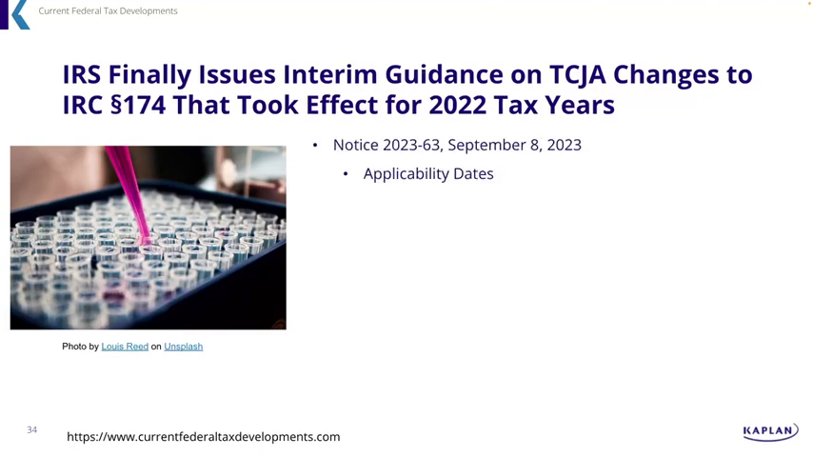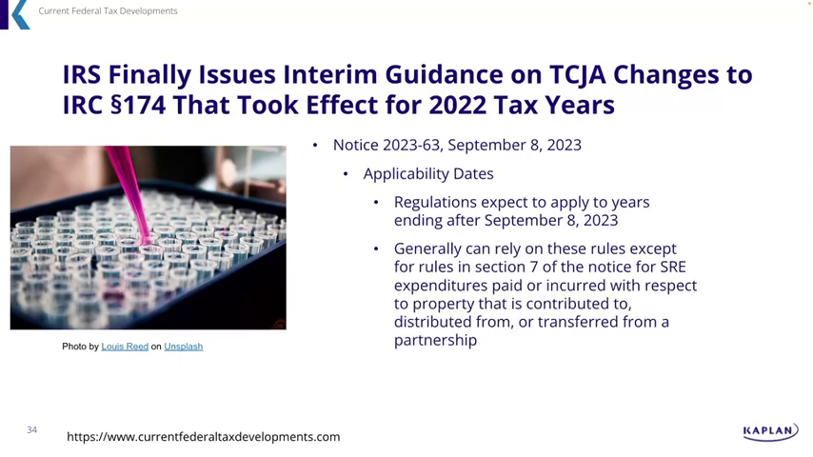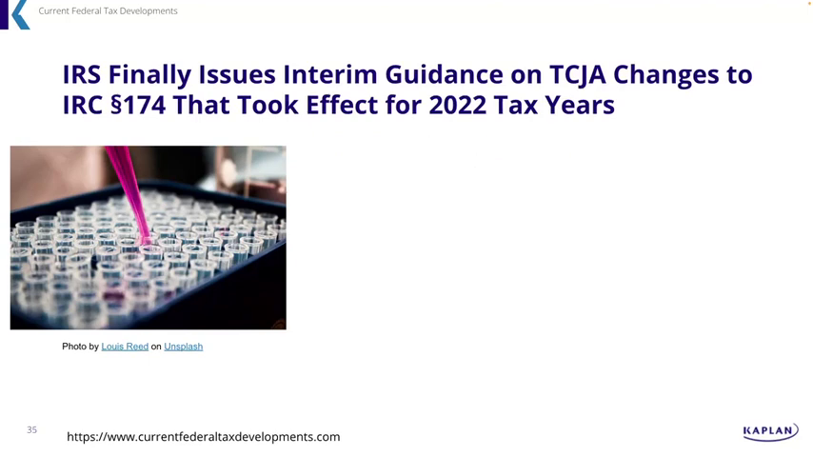The dates these rules will apply, generally the regulations when published are expected to apply to years beginning after September 8th of 2023. September 8th is when we published this notice. You generally can rely on these rules except for the rules in Section 7 of the notice for SRE expenditures paid or incurred with respect to property that is contributed to, distributed from, or transferred from a partnership. The partnership rules get messy, and what it tells me right now is that we're just going to wait and deal with that later, is how the IRS will approach it.